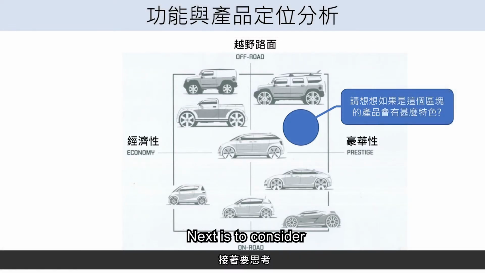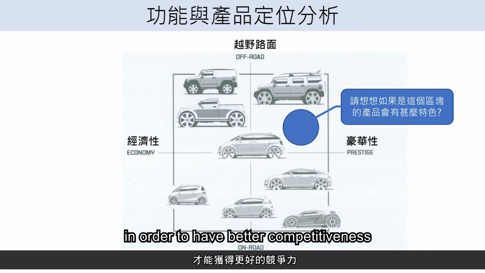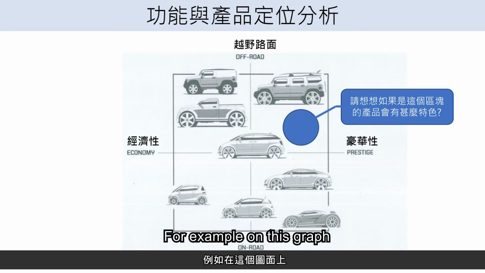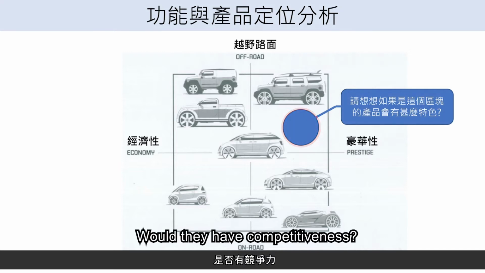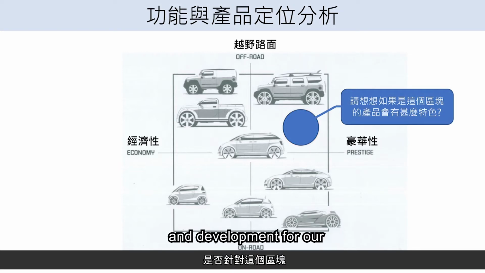Next is to consider the product positioning for our product. In order to have better competitiveness, for example, on this graph, we can think: what features would products in this area have? Would these features fulfill consumer expectations? Would they have competitiveness? Should we do further research and development for our product design for this area?